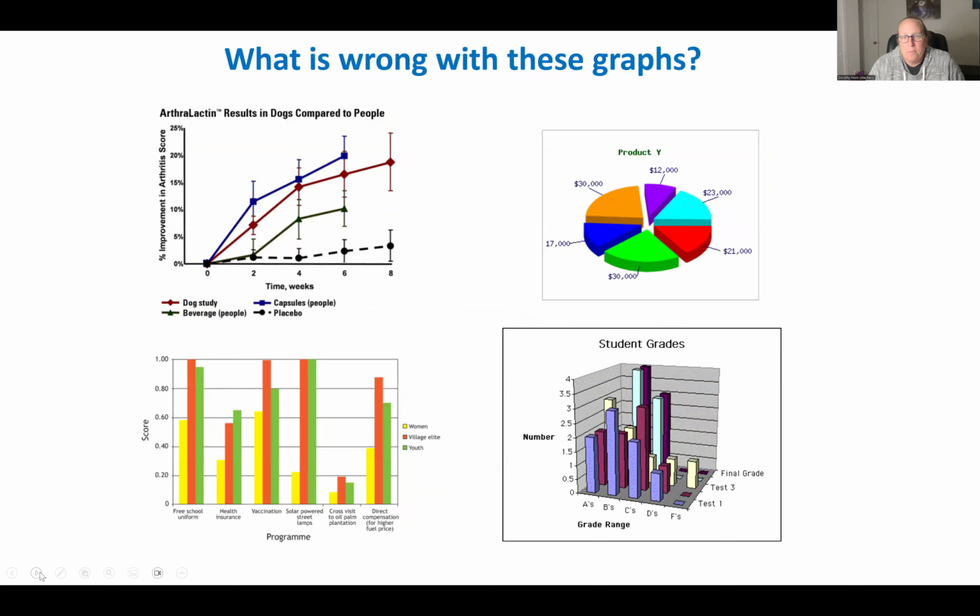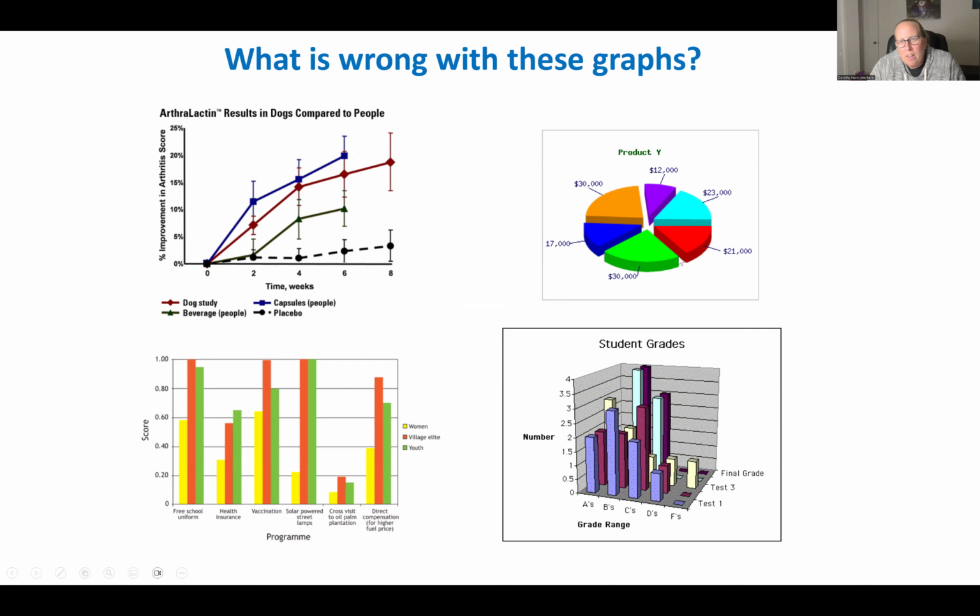What's wrong with these graphs? So let's start up here on the far left. We have time in weeks on the x-axis and percent improvement. All right. So capsules, placebo, dog study, beverage. Dogs compared to people should be a bar graph, right? Because you're trying to compare dogs to people in both of these things, and you can't really do that with this scatter plot graph.